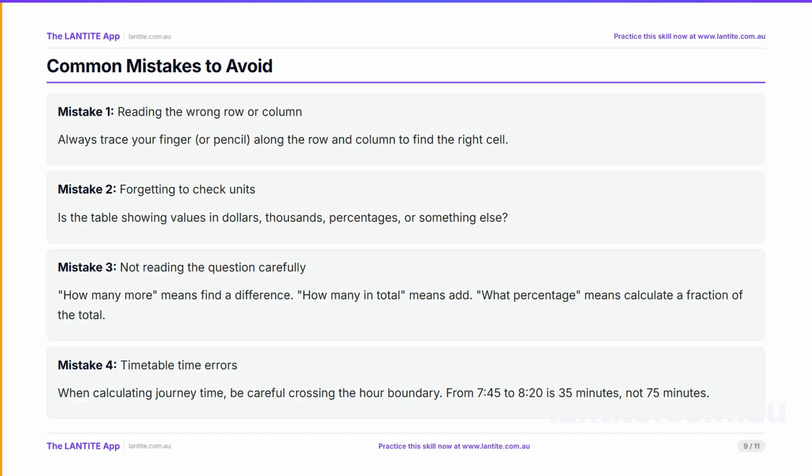And fourth, time calculation errors when working with timetables. From 7:45 to 8:20 is 35 minutes, not 75 minutes. Be especially careful when crossing the hour boundary.